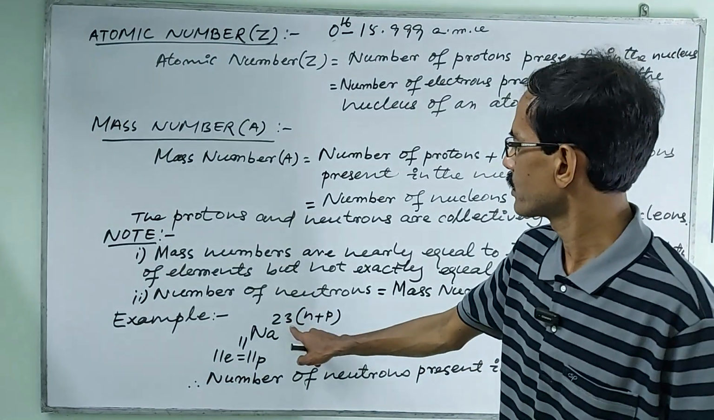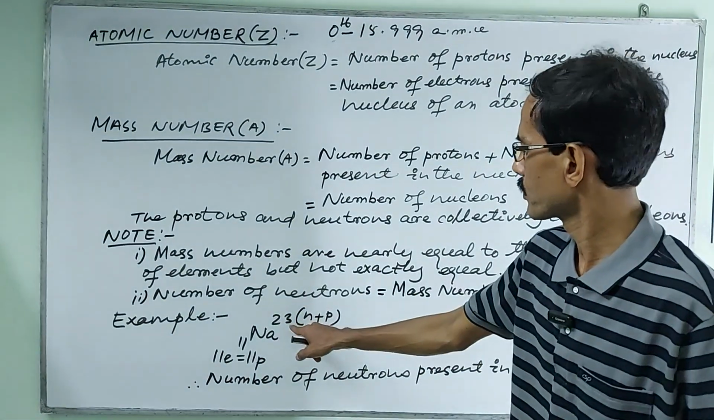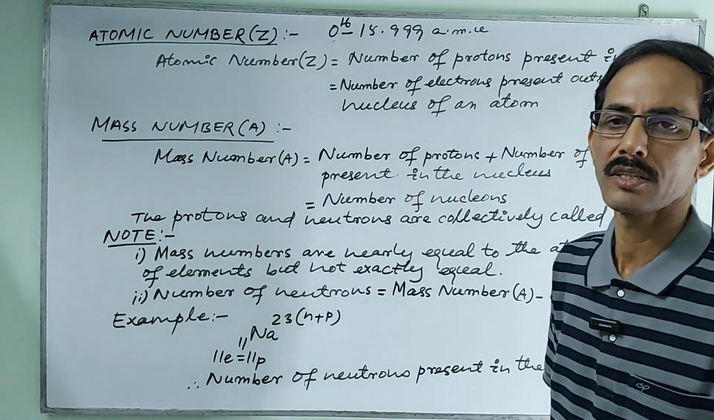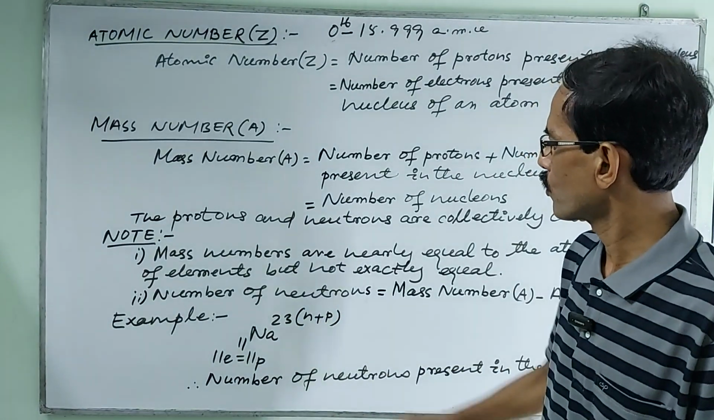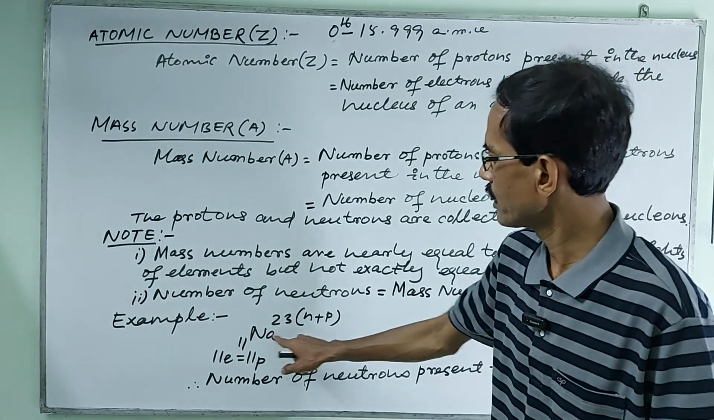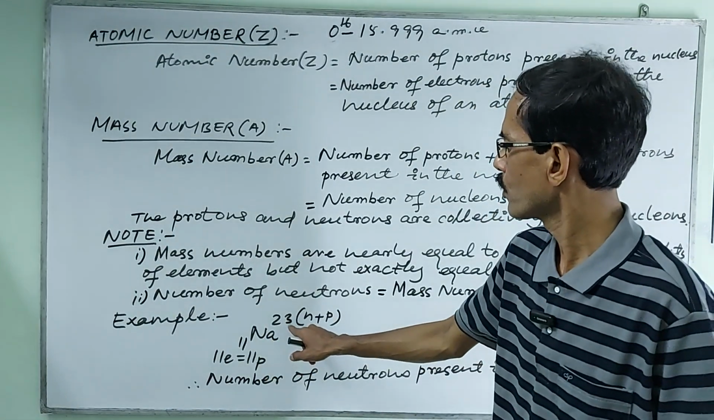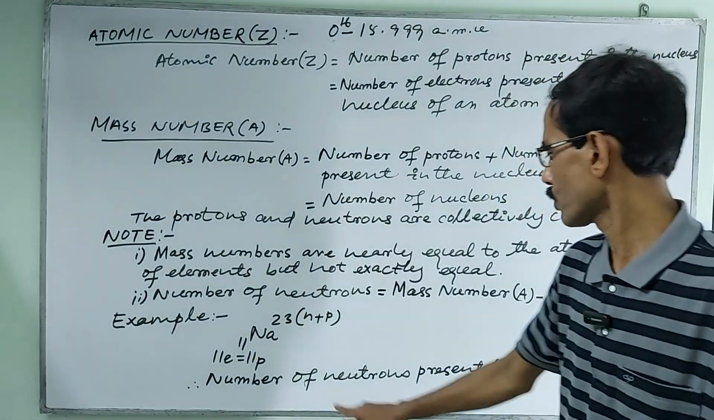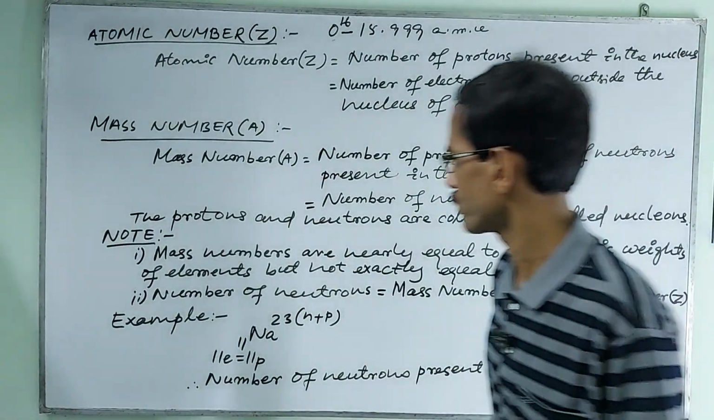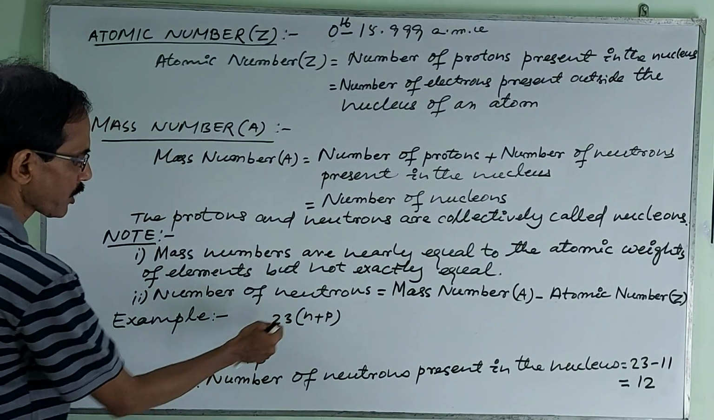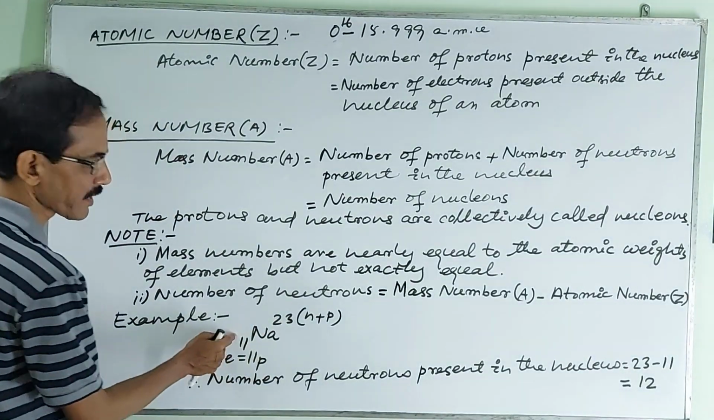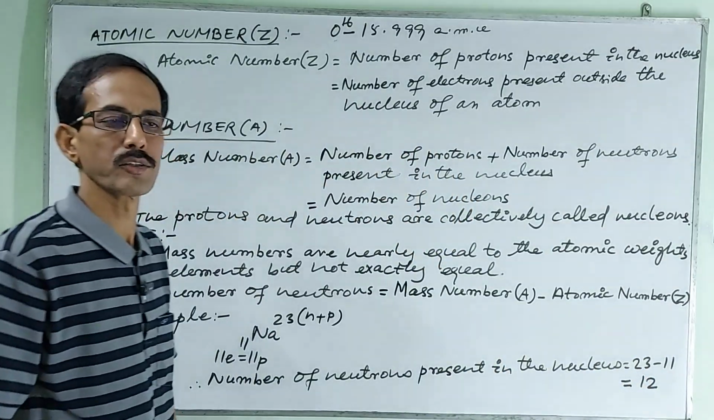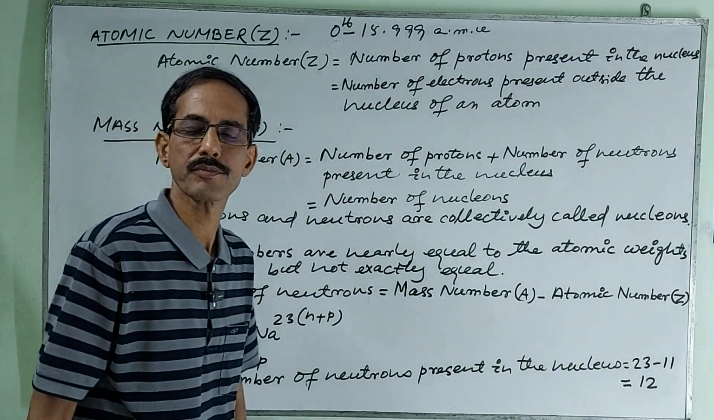And mass number 23 means neutrons plus protons are there in the nucleus. So you subtract the 11 protons to get the number of neutrons. The number of neutrons in the nucleus is mass number minus atomic number, that is 23 minus 11, which gives 12 neutrons.